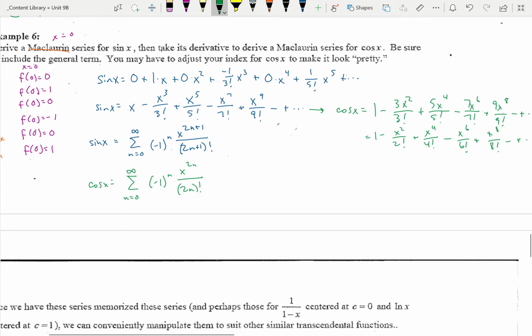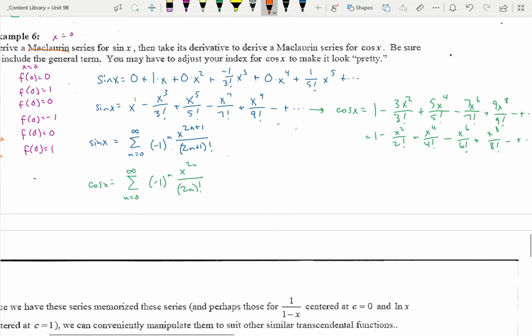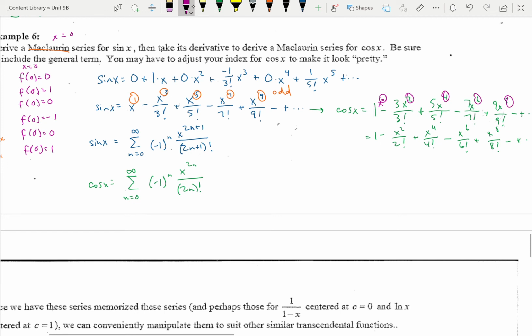And I mentioned this earlier, but remember that sine is an odd function, so it makes perfect sense that we're going to use x raised to the 1, x raised to the 3, x raised to the 5. We're only using odd exponents because sine is an odd function. Likewise, cosine is an even function, and we've got an x raised to the 0, so we've got an even 0, 2, 4, 6, 8. These are even exponents because cosine is an even function.